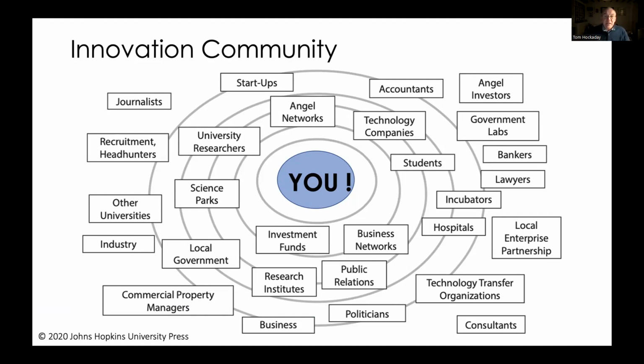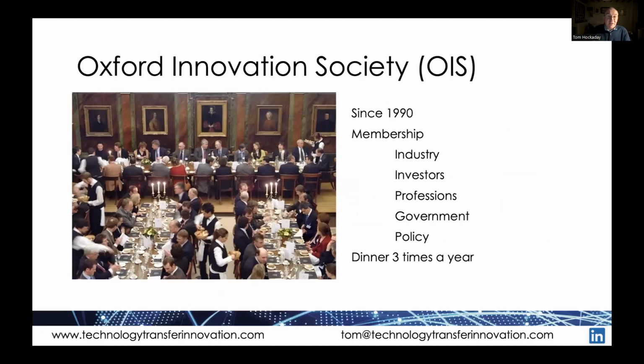So in Oxford, we set up something called the Oxford Innovation Society. And this, in fact, was set up long before my time, 1990. And we would have 3 big events, dinners, each year with people from industry, investors, professions, government, policy makers, etc. So lots and lots of different people, bringing them together so they get to know each other, and they eventually start doing deals with each other.